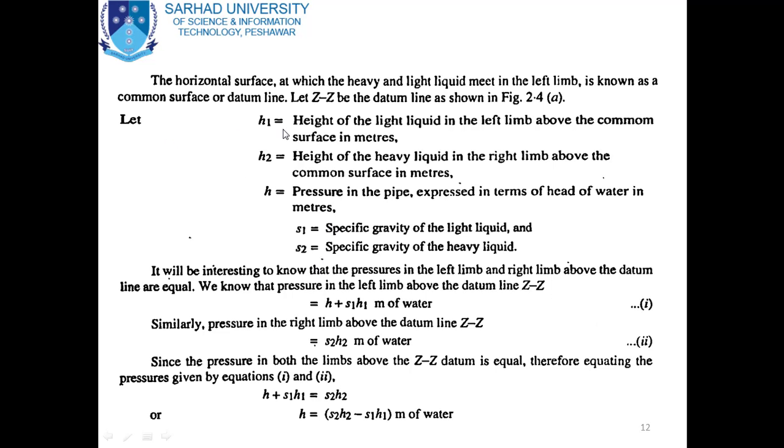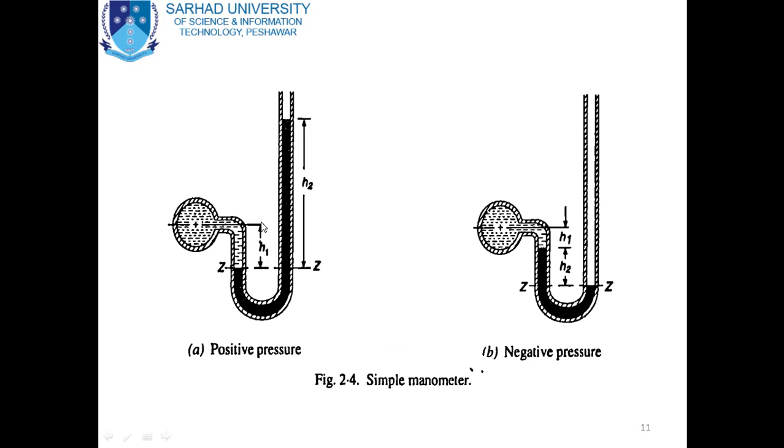Let H1 be equal to the height of the light liquid in the left limb above the common surface, in meters. This is H1, the height of the light liquid above the datum line.